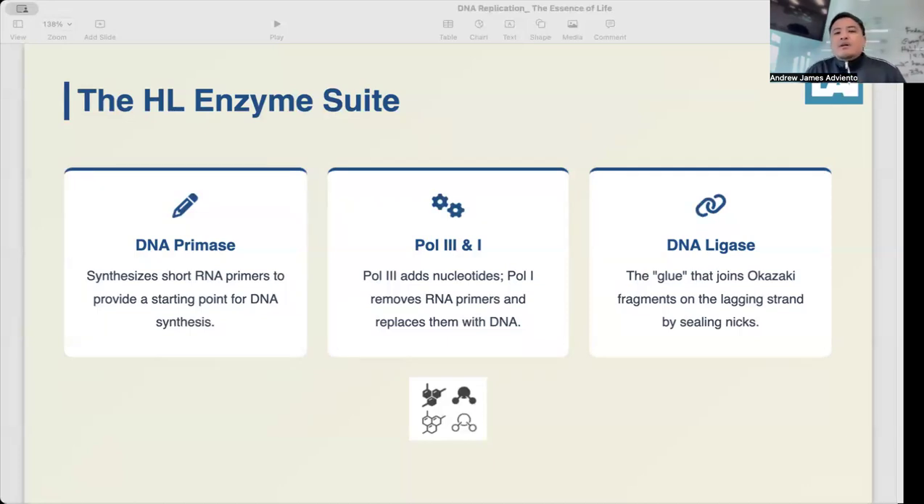DNA ligase. Because the lagging strand is built in fragments, which we call Okazaki fragments, ligase acts as the molecular glue to seal the sugar-phosphate backbone into one continuous strand.